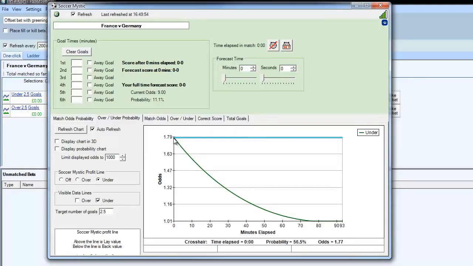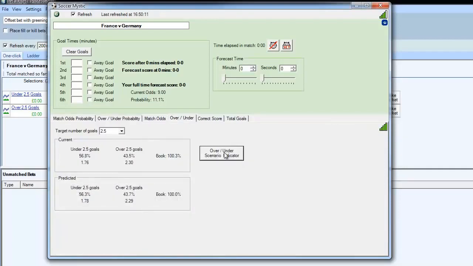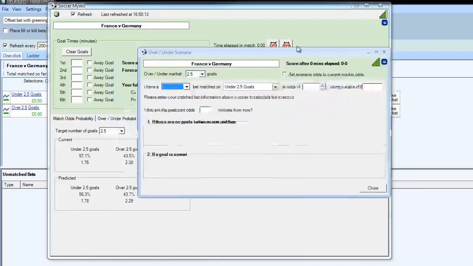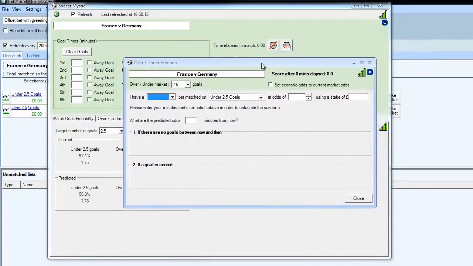What this is doing is plotting where it thinks the odds will be at any given moment. So if we want this position to remain open for 10 minutes, then we can look at 10 minutes, and this will say that the odds will be about 1.59 after 10 minutes. If you want to use the scenario indicator, you can do so here, and it will allow you to do this in a less visual form.